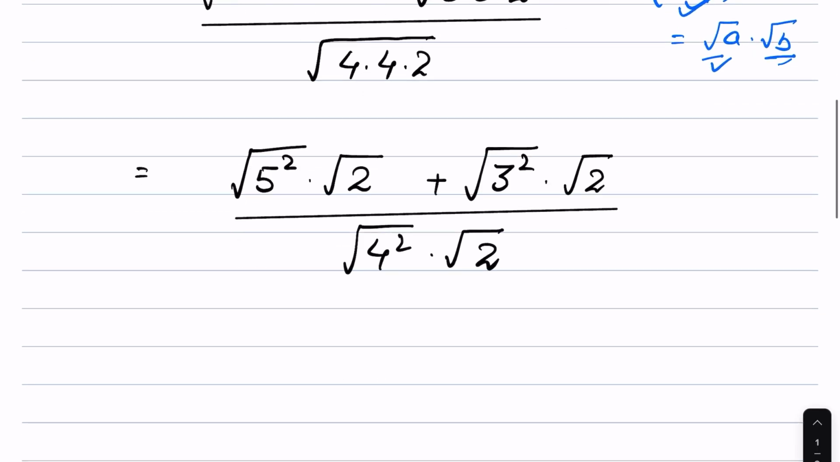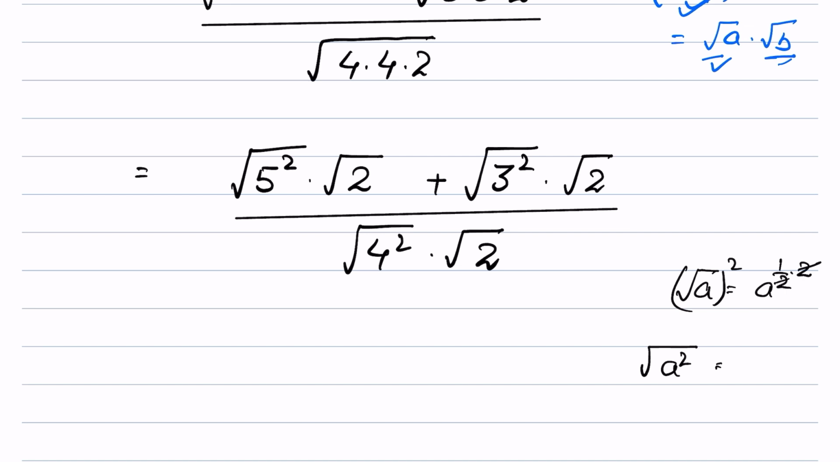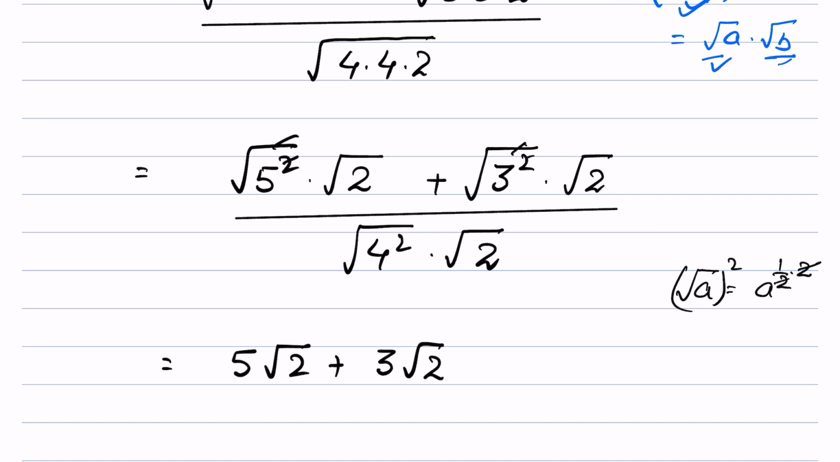Now square root means a is raised to the power of 1 upon 2. So when it is squared, it means 1 upon 2 in the exponent is multiplied by 2. So 2 and 2 get cancelled. A square under square root will be equal to a. So we can cancel the square root with this square. So it is 5 times square root of 2 plus 3 times square root of 2 upon 4 times square root of 2.